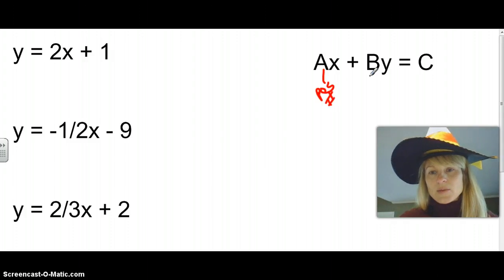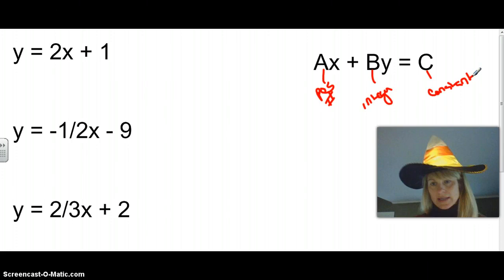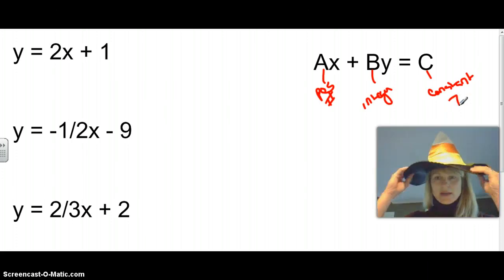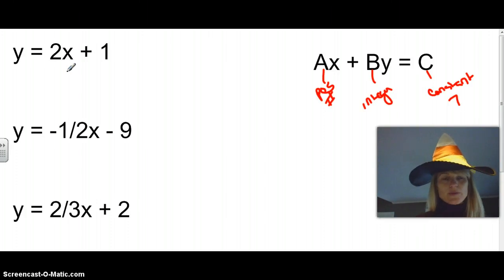And then this one here can just be an integer, positive or negative whole number. And then c needs to be a constant. And hopefully you remember that constant is any number that's not attached to a variable, such as 7, -1, 5. Those all can be constants. Okay? So these, hopefully you know, are slope-intercept form. And you have to be able to go back between standard and slope-intercept form.